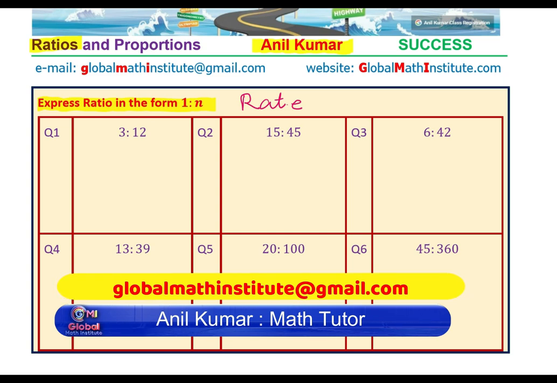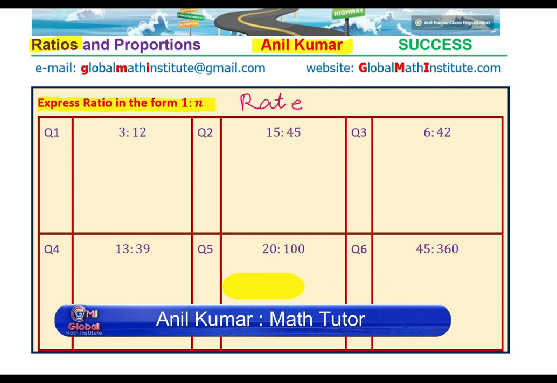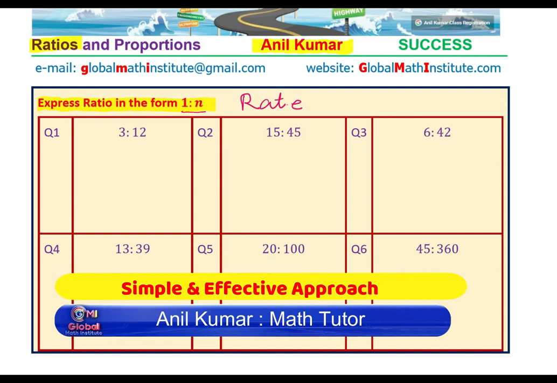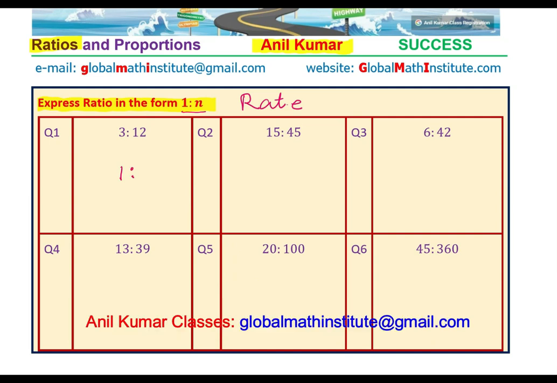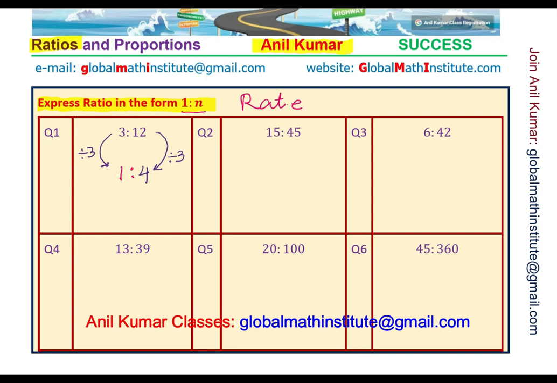So, six questions right there before you. We have given you six different ratios. Let us write each one of them in the form of 1 is to n. The very first one is 3 is to 12. So, we need to write 3 as 1. And if we do so, what will be 12? To get 1 from 3, we divided by 3, correct? Now, since these are ratios, we have to do the same operation. We divide 12 by 3 and we get 4. So 1 is to 4. That is the ratio we get, correct?